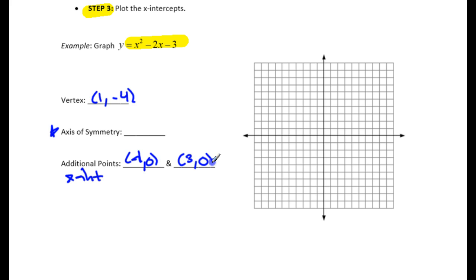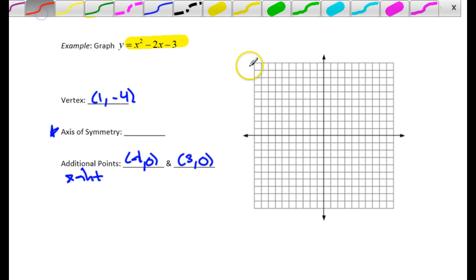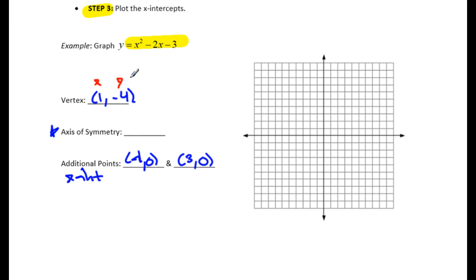Alright, now I'm ready to graph. Okay, so I'm just going to plot these points on here. Okay, so let's do the vertex first. It was at 1, 4. Remember, when we graph, first number is the x value, second number is the y value. So I'm going to go positive 1 on the x, and then down 4, negative 4. 1, 2, 3, 4. There's my vertex.